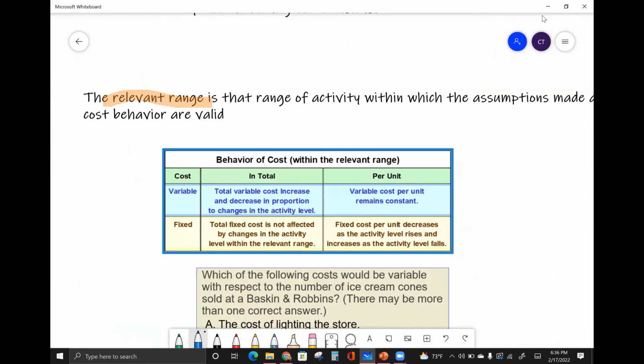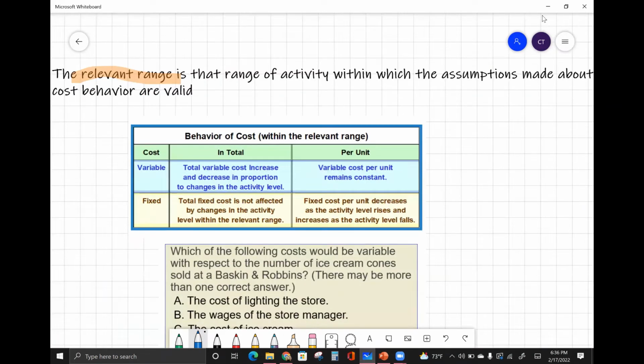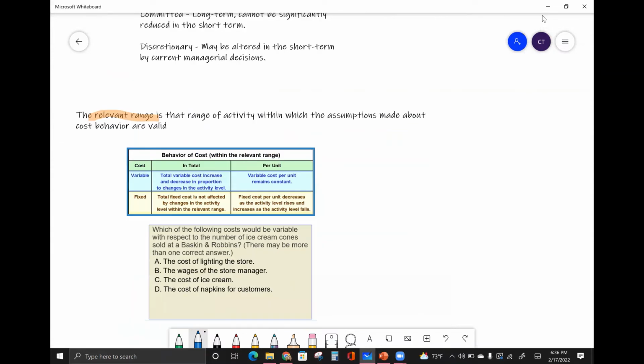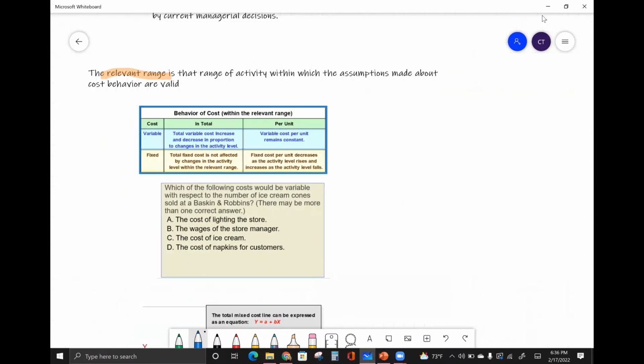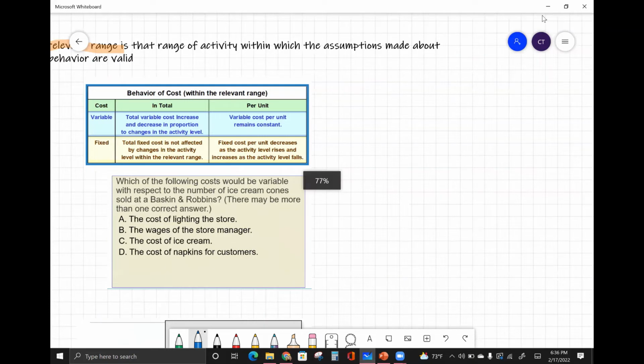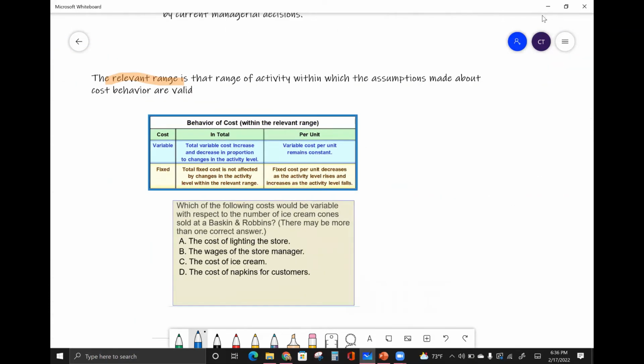All right, then we have the relevant range, which is the range of activity within which the assumptions made about the cost behavior are valid. When you look at a chart, the relevant range is always going to be a flat line at where you think that the cost is relevant, okay?